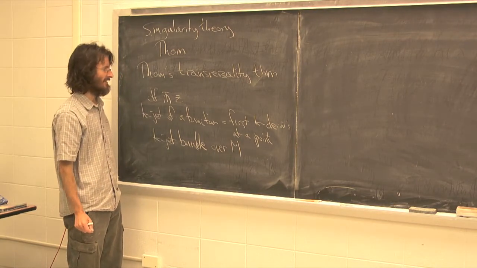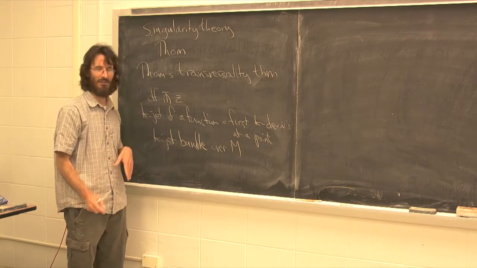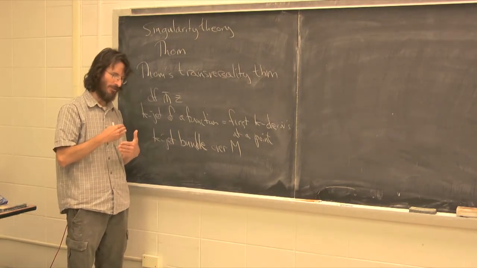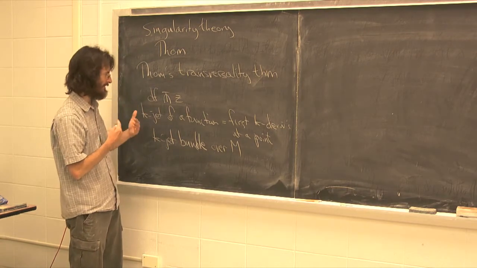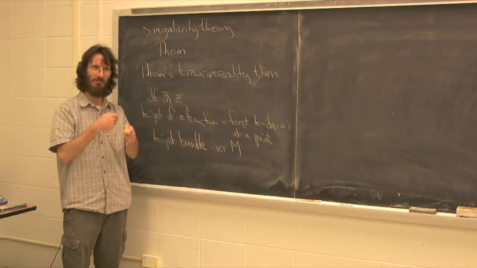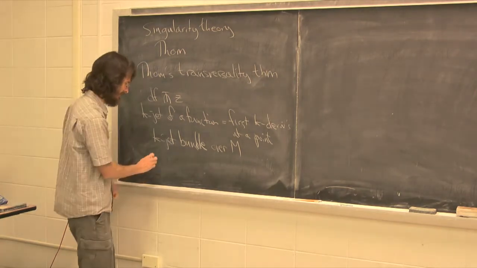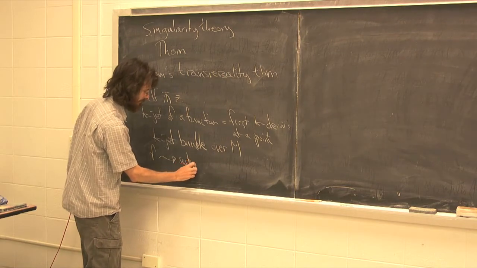Thom basically says there's a very general theorem that says you can make, if you have a function, then given a function, you get a section of the k-jet bundle. At each point you have its k-jet. So for every point in the manifold you get the k-jet, so f gives you a section of the k-jet bundle.